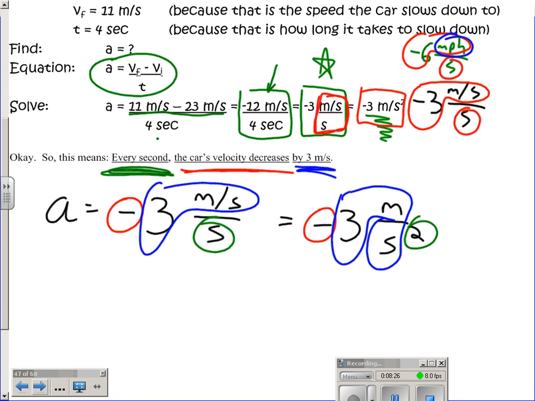All right, so in the last problem, our velocity was decreasing by some number of miles per hour. Now it's decreasing by some number of meters per second.